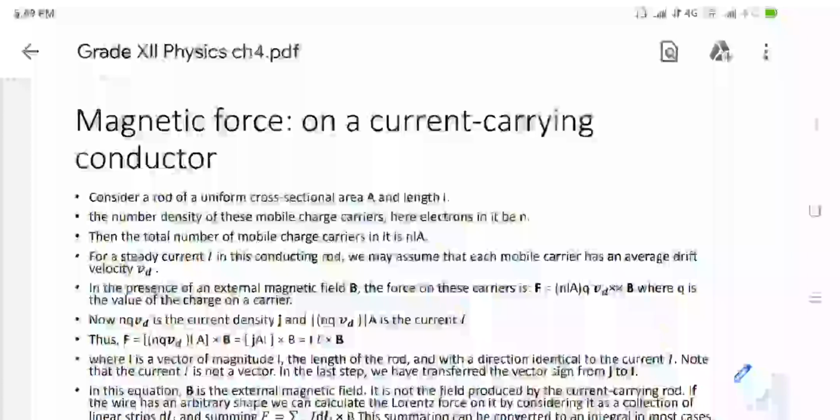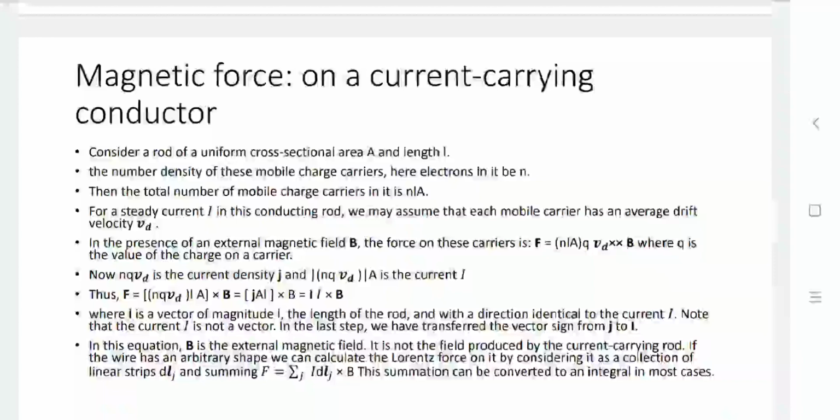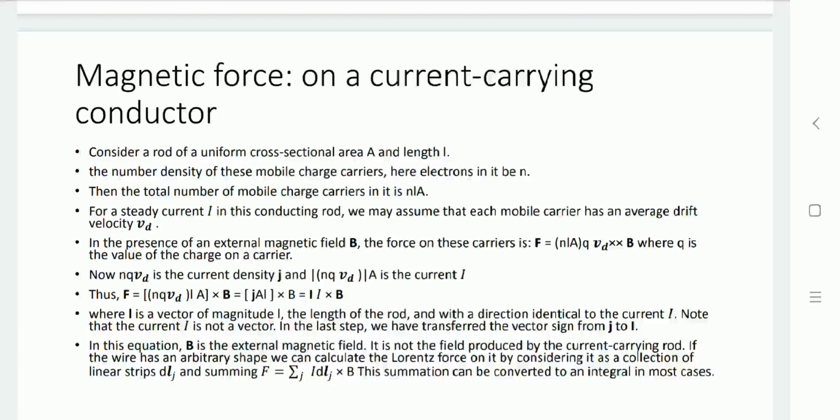Hello students, let us start our new session with the new topic: magnetic force on a current carrying conductor. Now we are going to take a conductor whose length is L and its cross section area is A. The number density of the mobile charge carriers is n, and we consider that the charge carriers are electrons. The total number of charge carriers moving along the conductor is nLA.